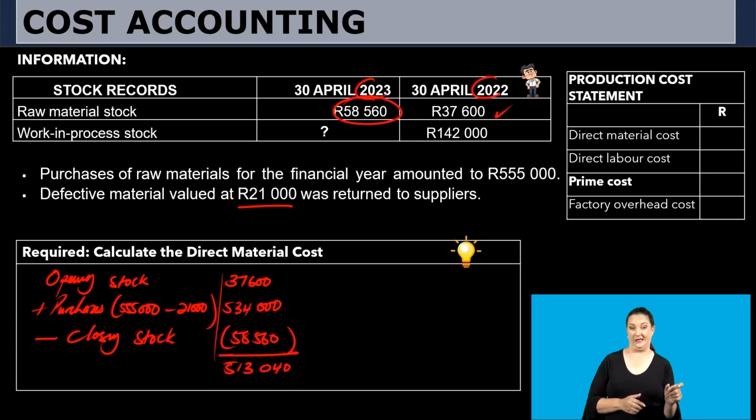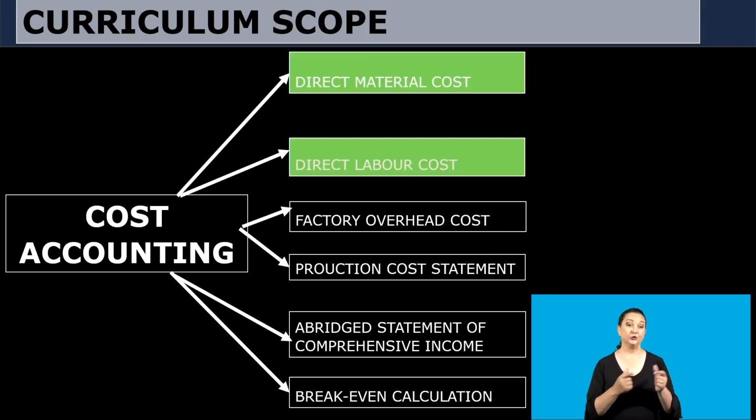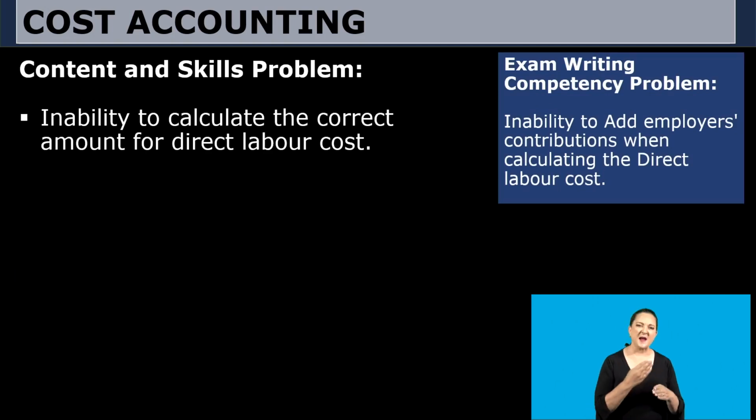I would then take that amount and put it in my production cost statement. So I'll say direct material cost. That is going to be 513,040. The next one, I'm going to look at direct labor cost.